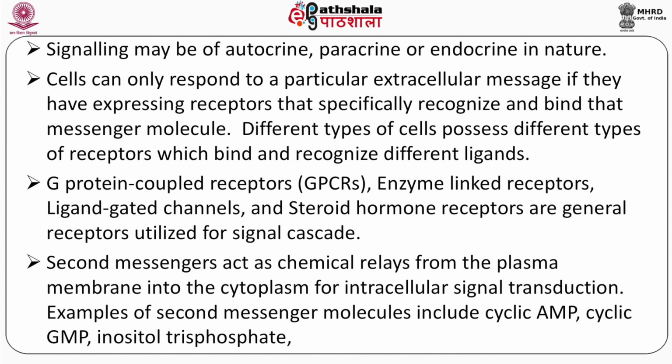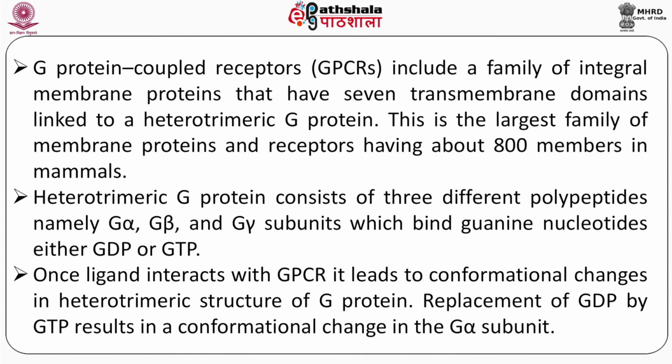The third moiety is the second messenger, which acts as a chemical relay from the plasma membrane into the cytoplasm for intracellular signal transduction. Examples of second messenger molecules include cyclic AMP, cyclic GMP, and inositol triphosphate. G protein coupled receptors include a family of integral membrane proteins that have seven transmembrane domains linked to a heterotrimeric G protein. This is the largest family of membrane receptors, having approximately 800 members in mammals.